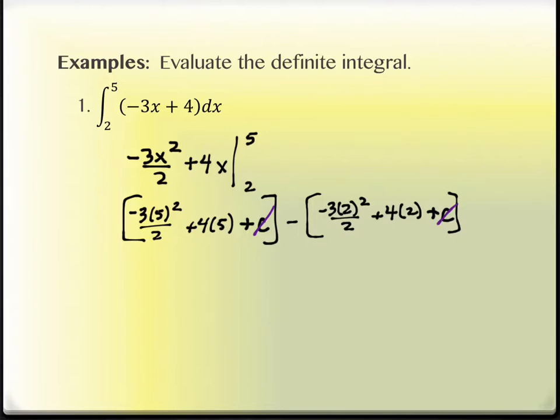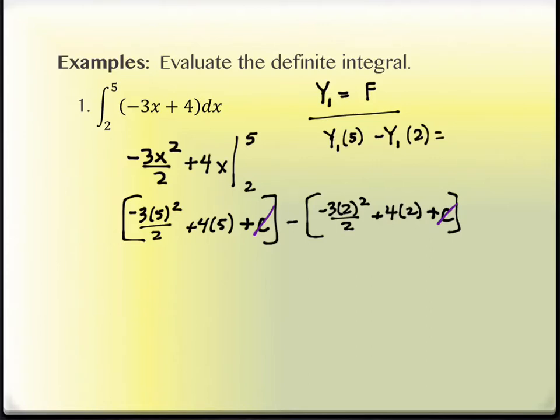All right, so grab your calculator. One of the ways to do this in your calculator is to put the antiderivative you found into y1, negative 3x squared over 2 plus 4x, right? Then, back in the regular screen, you can tell it y1 of 5 minus y1 of 2, and you can evaluate. That's one way to use your calculator with this.